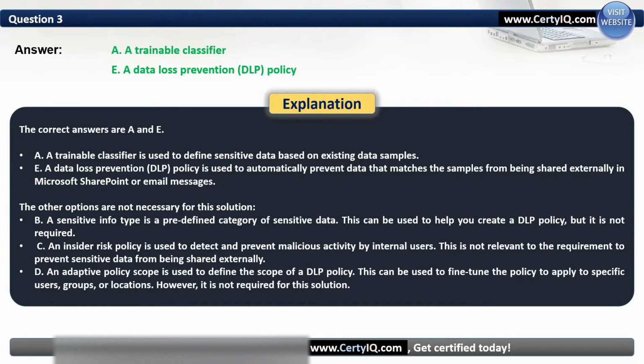The correct answers are A and E. A. A trainable classifier is used to define sensitive data based on existing data samples. E. A data loss prevention policy is used to automatically prevent data that matches the samples from being shared externally in Microsoft SharePoint or email messages.